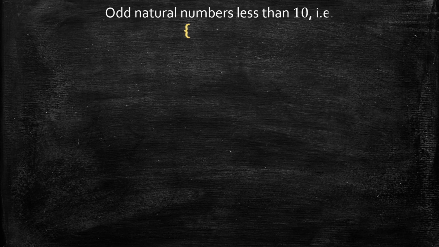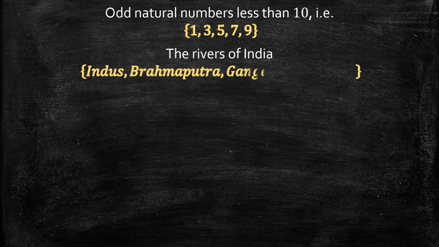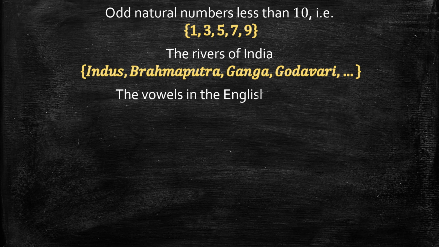Let me give you some more examples of sets. Let us consider odd natural numbers less than 10, that is 1, 3, 5, 7 and 9. Similarly, I can consider the rivers of India, for example, Indus river, Brahmaputra river, Ganga river and Godavari river, and also the vowels in the English alphabet like A, E, I, O, U.